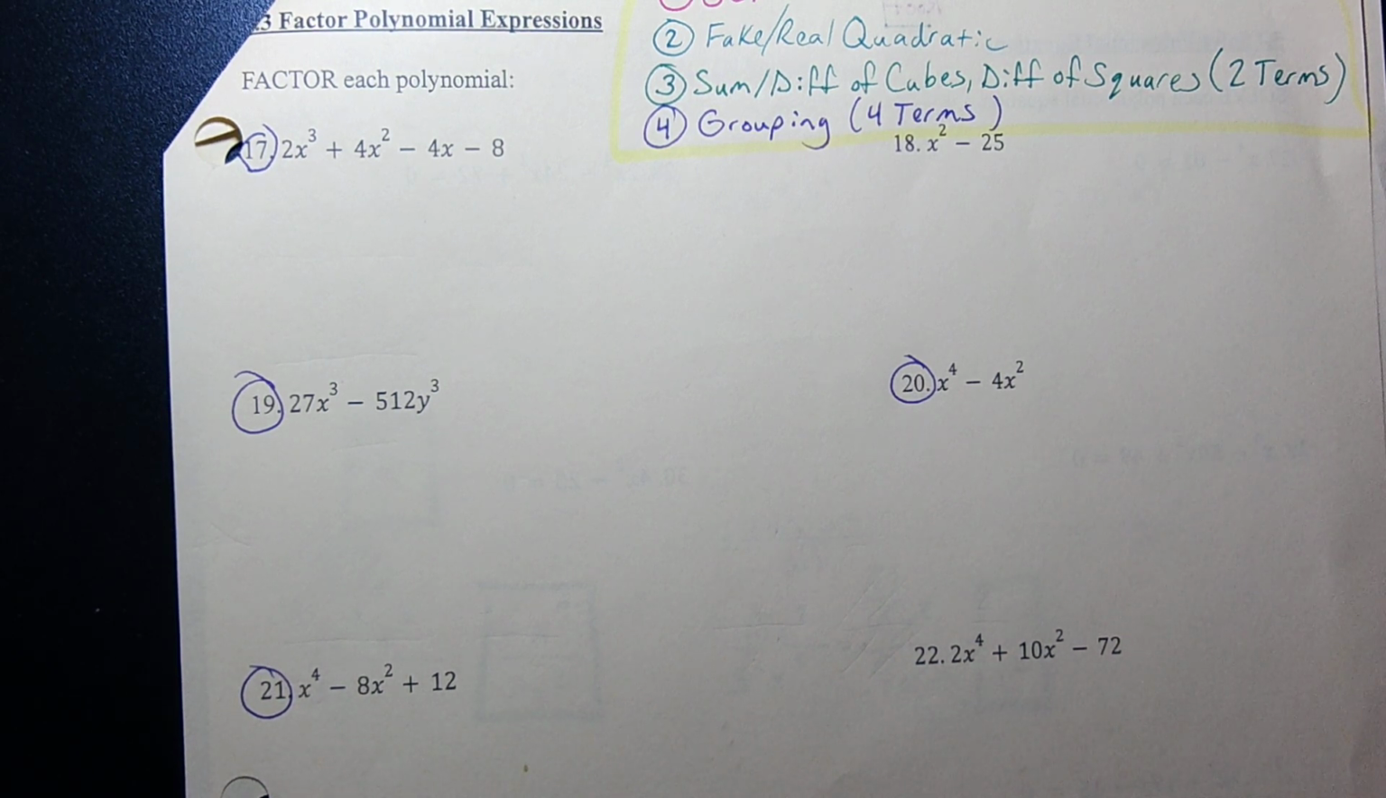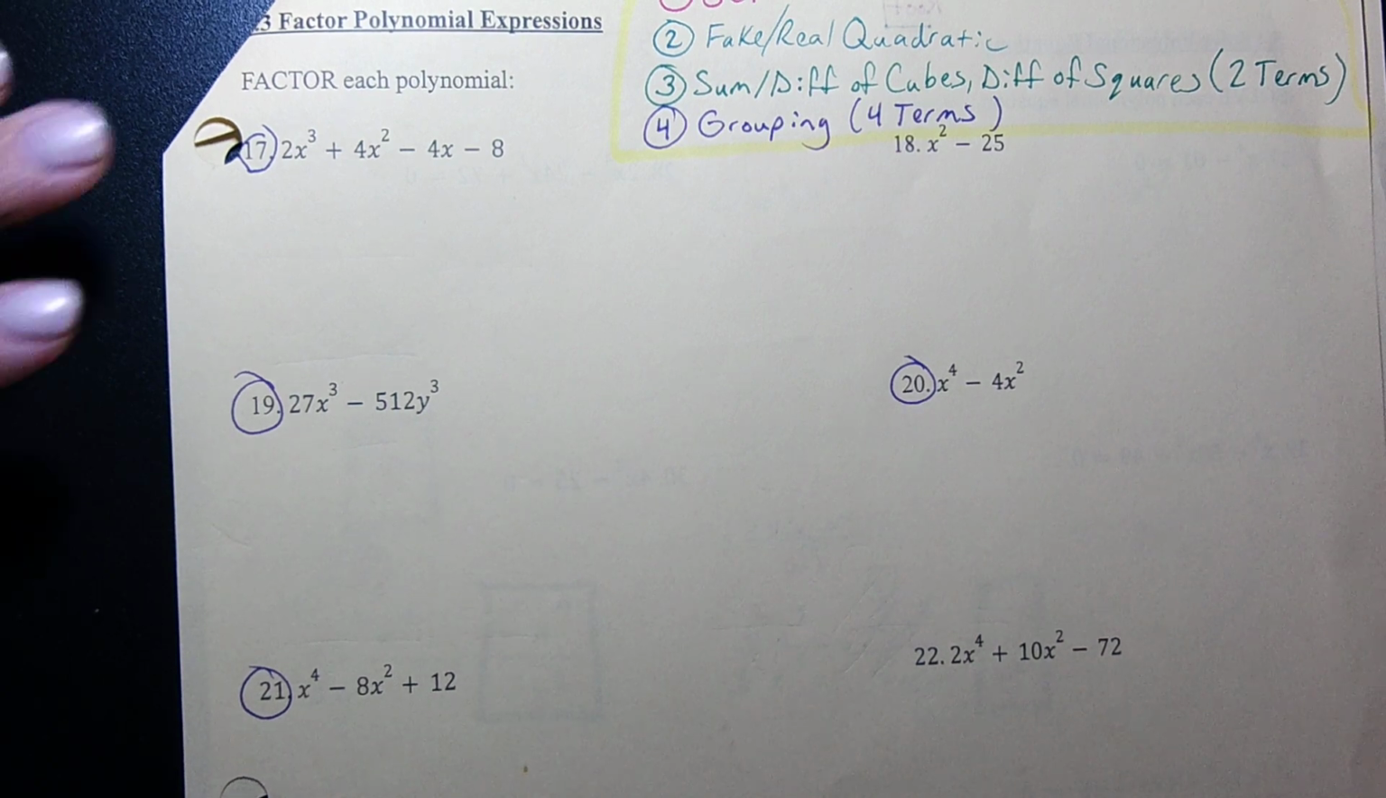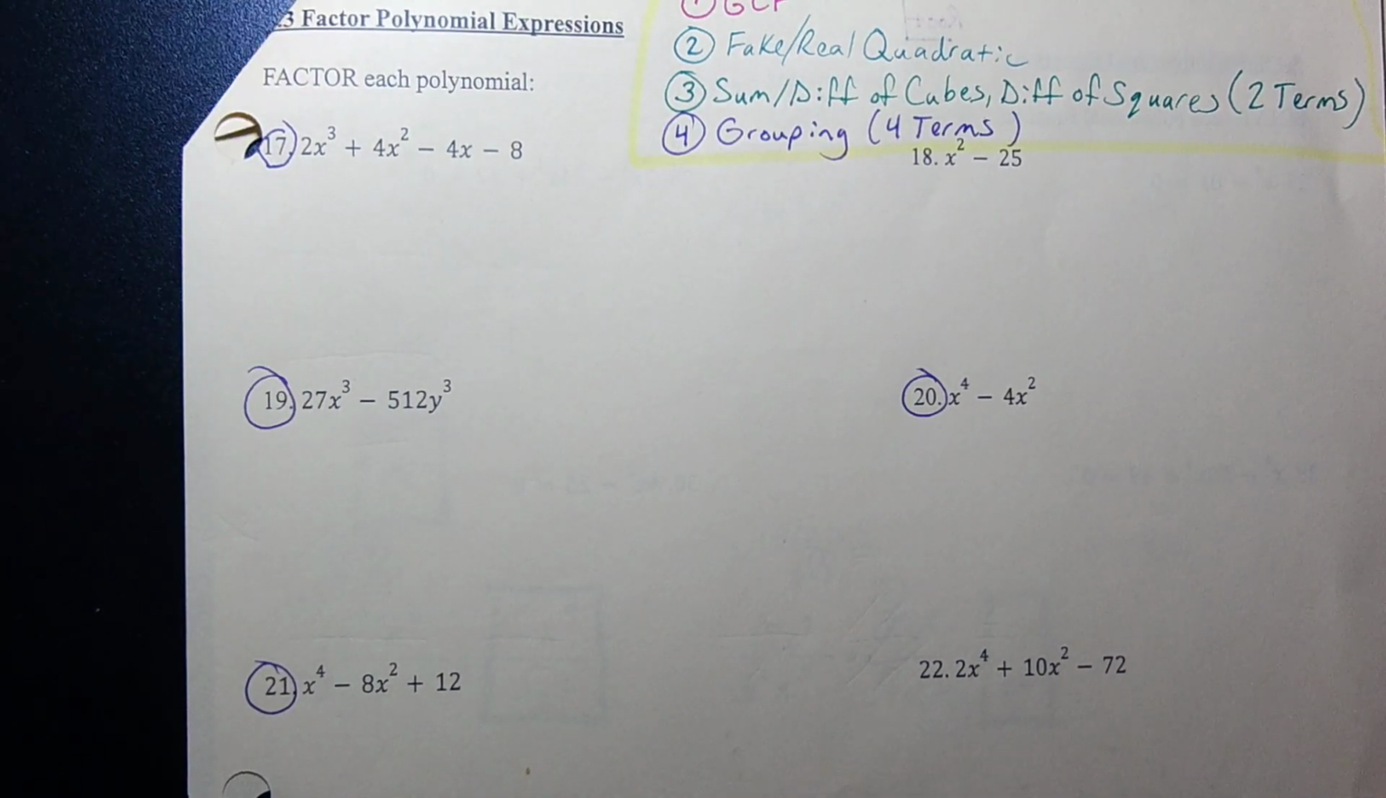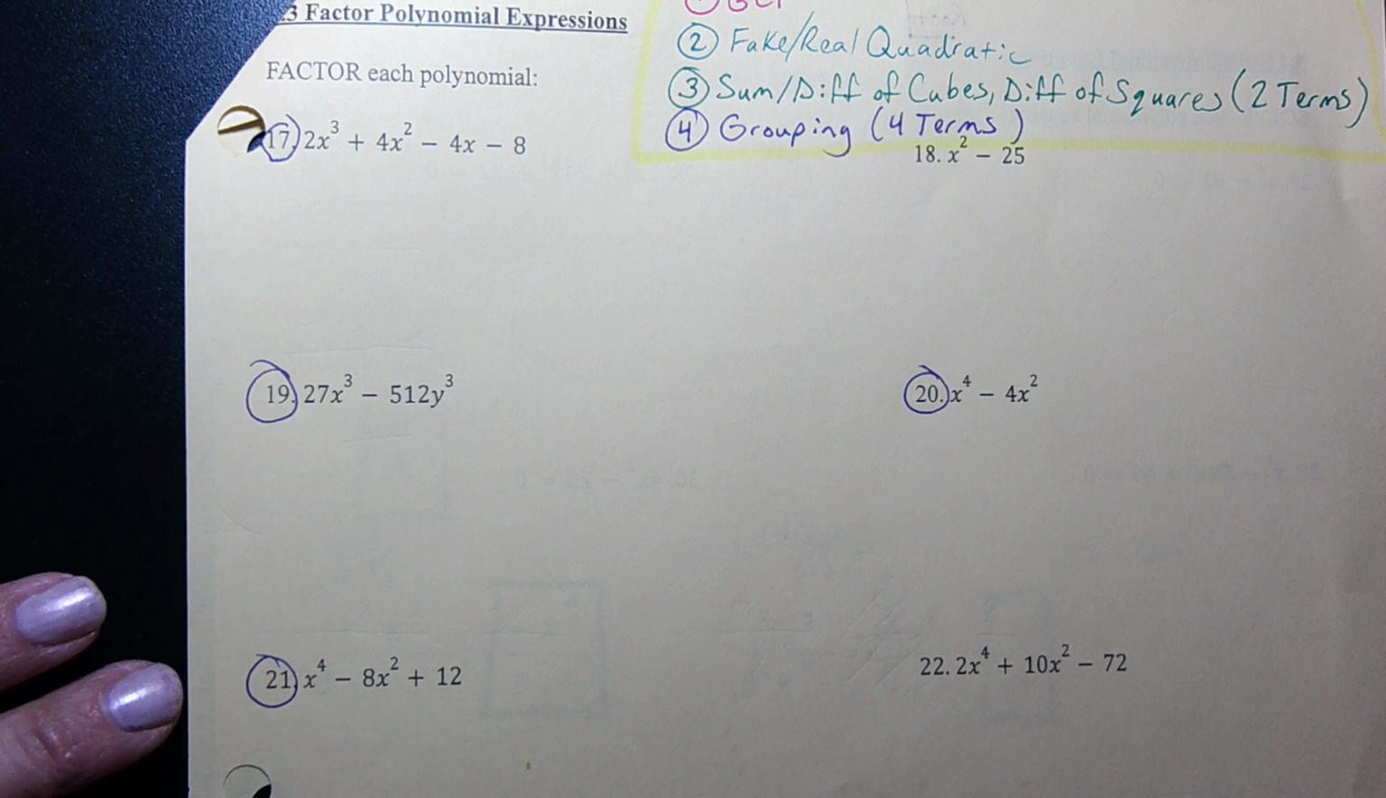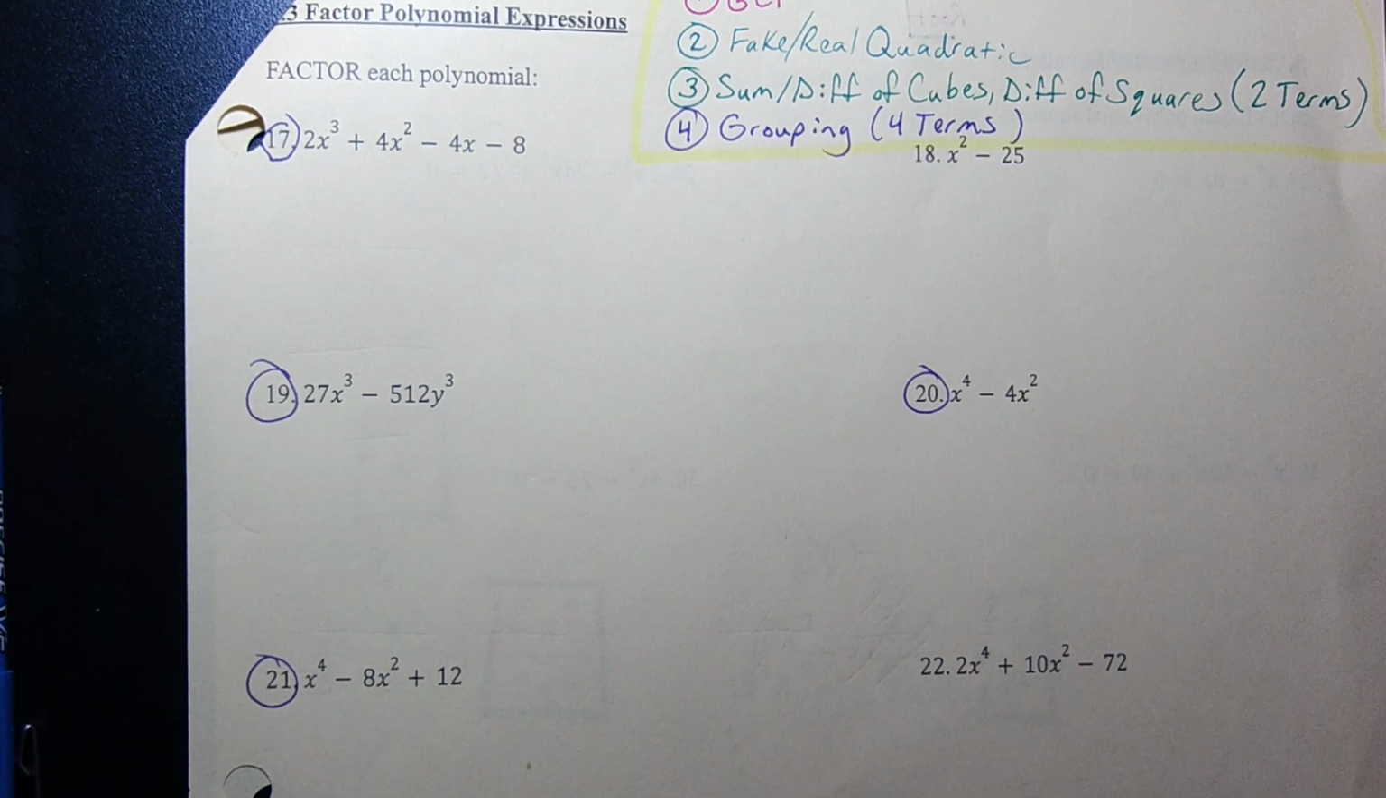Number 17 threw a lot of people off. On this problem, we see that we have 4 terms. We want to do factoring by grouping, but is there something we can do first? There is a GCF, and if you're like, what if I don't catch it in the beginning? You could catch it at the end.